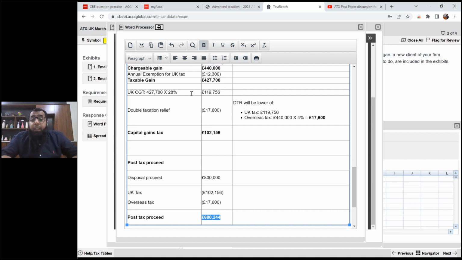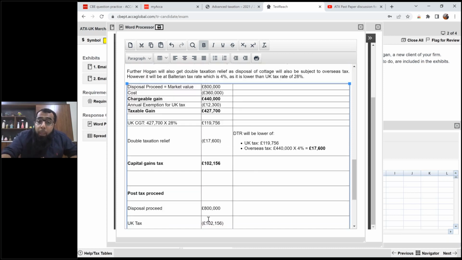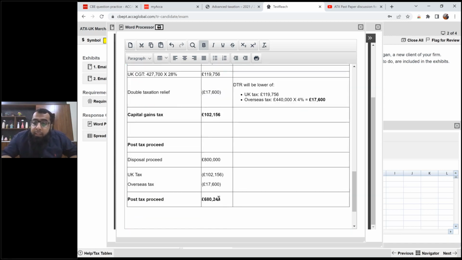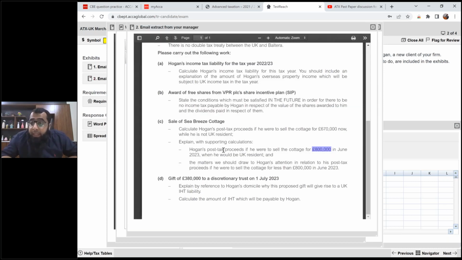Now, UK CGT was at 28%. The double taxation relief, because there was overseas tax also. The UK tax was 102,156. Disposal proceed less the UK tax and less the overseas tax gives us the post-tax proceed. In the above situation, the post-tax was 657,600, and here the post-tax is 680,244. Let's read if he's asking anything else.